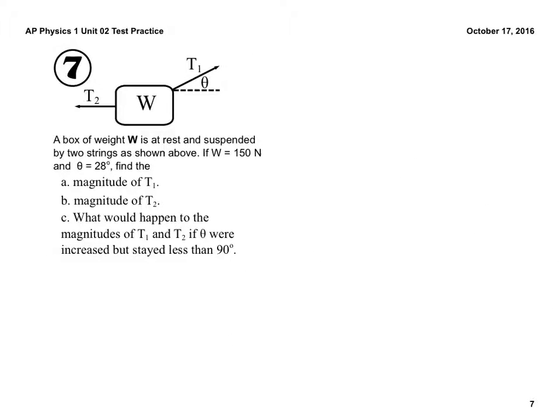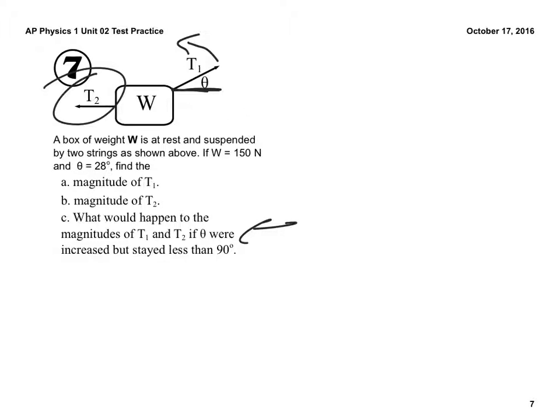Just want to talk briefly about this letter C. What happens to the magnitudes of T1 and T2 if theta were increased but stays less than 90? Both of these tensions would have to decrease. As we increase this angle, this x component gets smaller and smaller. As it goes, there's less pulling in the x direction and more in the y direction, which means that T2 must get smaller to balance that out, to keep it suspended and at rest.